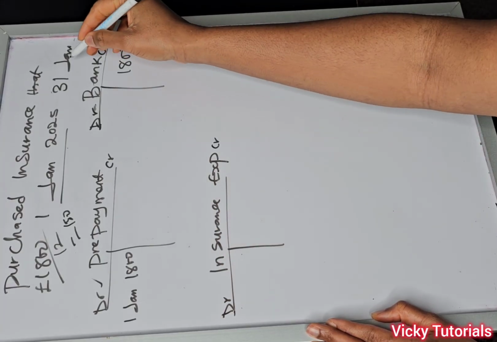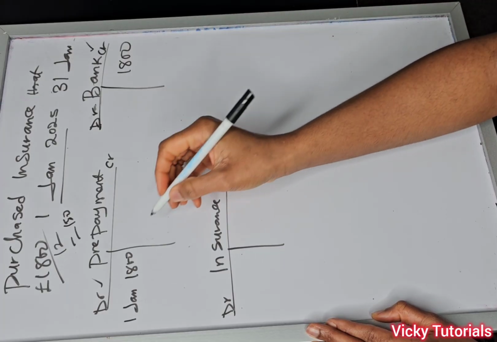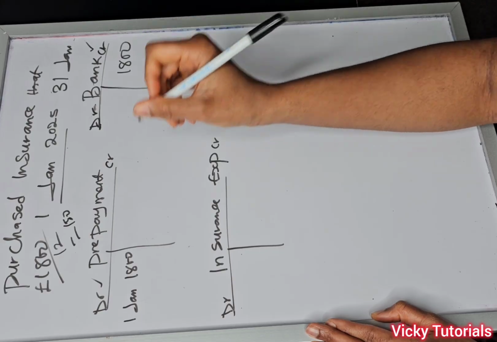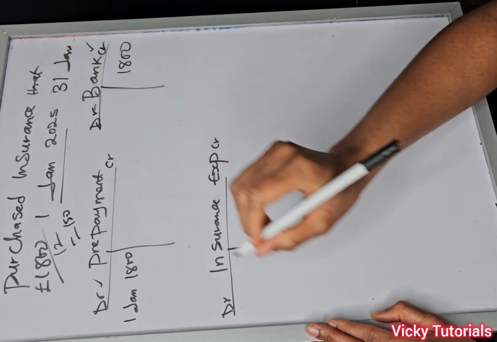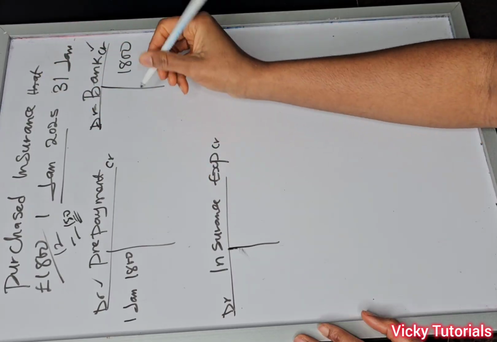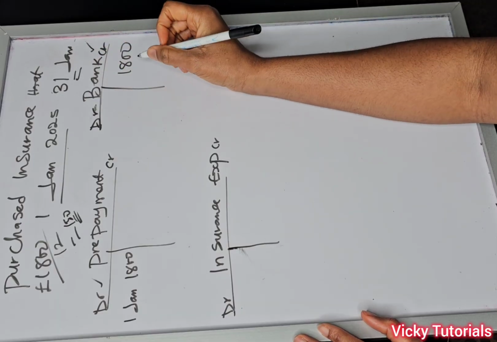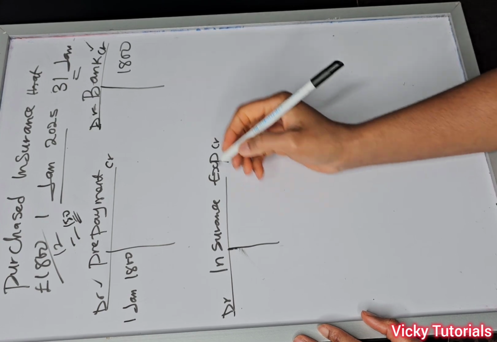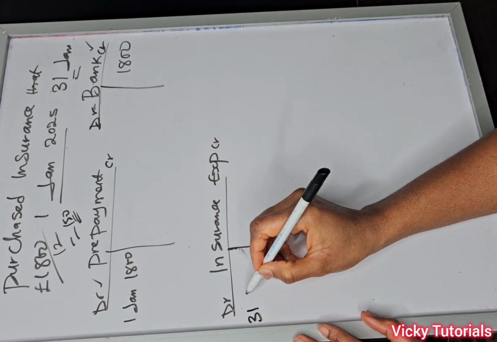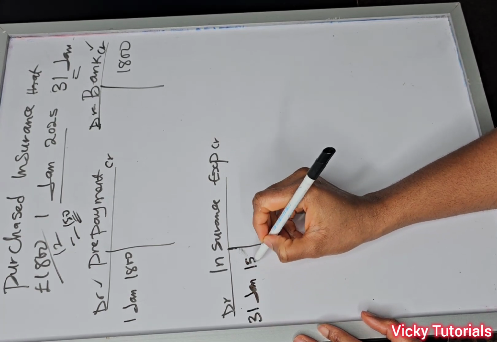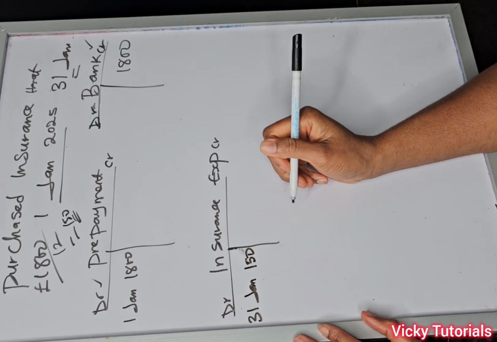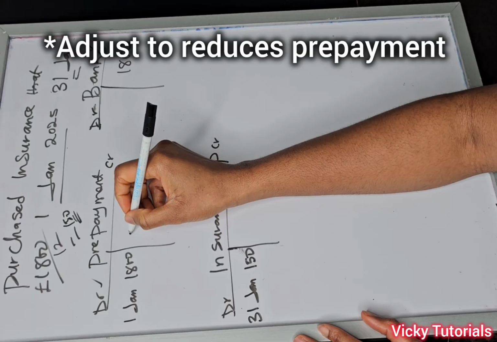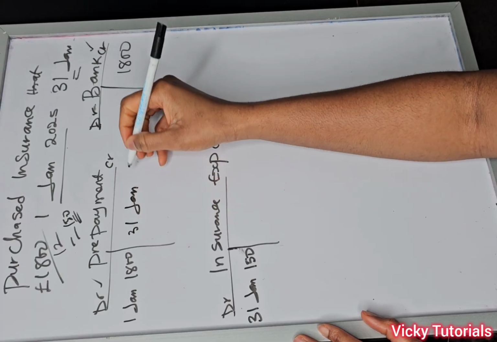So by 31st of January, we have fully utilized all the benefits for the month of January. Remember, you are only allowed to account for it as an expense when you have fully utilized the benefit. Hence, we have to record it on 31st Jan, 150 for the first month. Now we have to adjust our prepayment account. 31st Jan, 150.